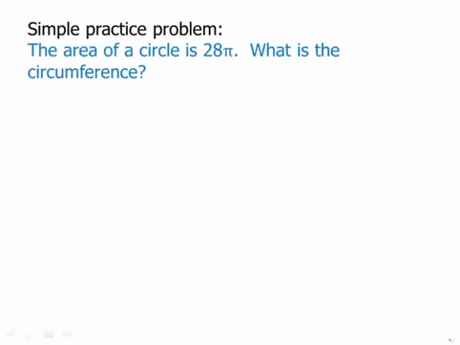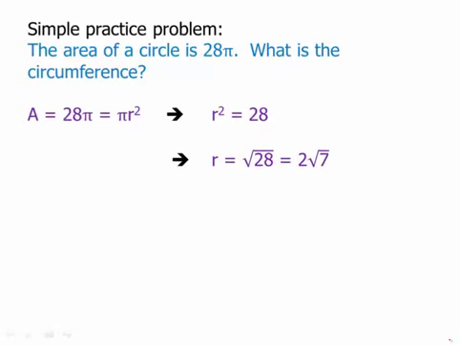Here's a very simple practice problem. Pause the video and then we'll talk about this. Okay, the area of a circle is 28 pi. What is the circumference? Well, set that area, 28 pi equal to pi r squared, cancel the pi's, we get r squared equals 28, or r equals the square root of 28. Now, of course, we can simplify that to 2 root 7. The circumference equals 2 pi r. So 2 pi times 2 root 7, that would be 4 pi root 7. And that is the circumference of the circle.